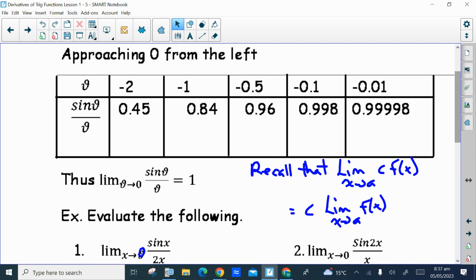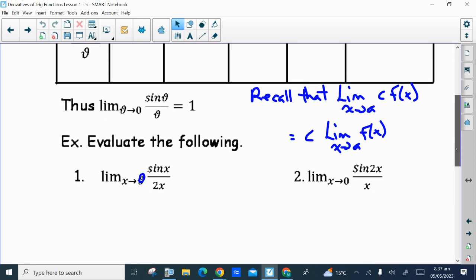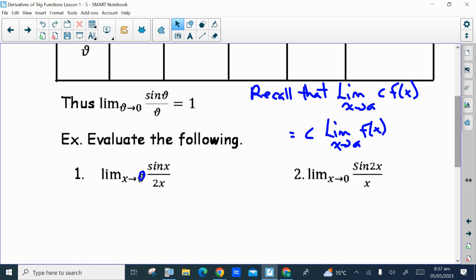Now remember, theta equal to 0 is a non-permissible value, so you can't find it by letting theta equal 0, because that would give you a denominator of 0. A limit is used to determine the value instead. Also remember that the limit as x approaches a of c times f(x), because c is a constant, can come in front, and that equals c times the limit as x approaches a of f(x). Using that law, as well as the fact that the limit as theta approaches 0 of sine theta over theta equals 1, we can evaluate these limits.